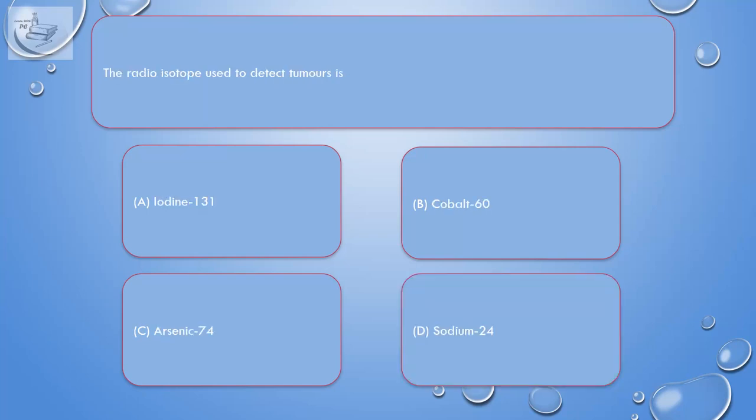Question: The radioisotope used to detect tumors is A. Iodine-131. B. Cobalt-60. C. Arsenic-74. D. Sodium-24.